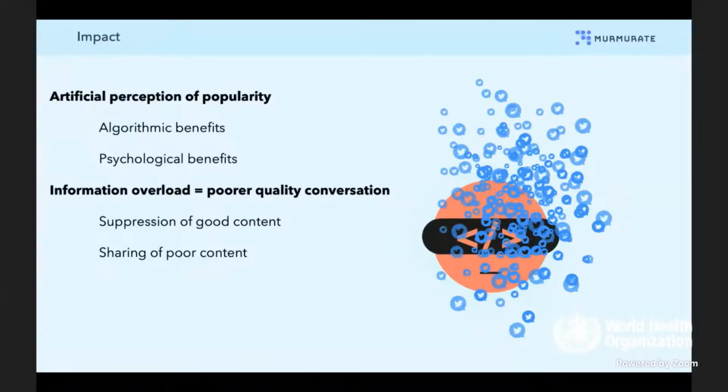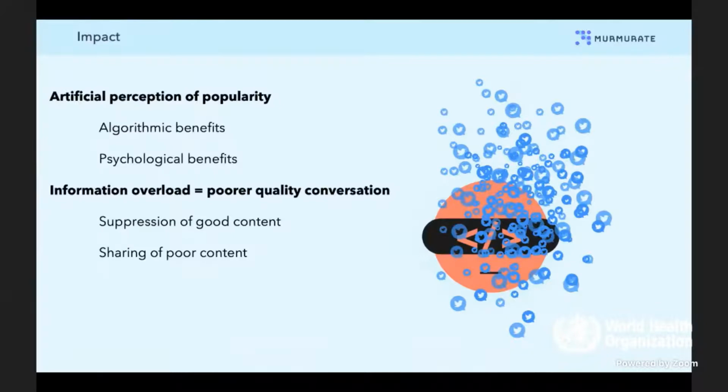So often the platforms themselves will reward content that appears to be popular. Whether it's Twitter trending or more visibility, that's one aspect of it. And then the second part is the very human part. There are psychological benefits conveyed by that artificial perception of popularity.